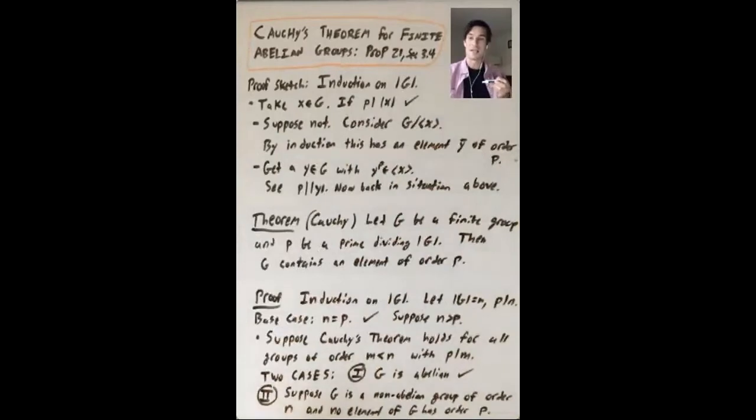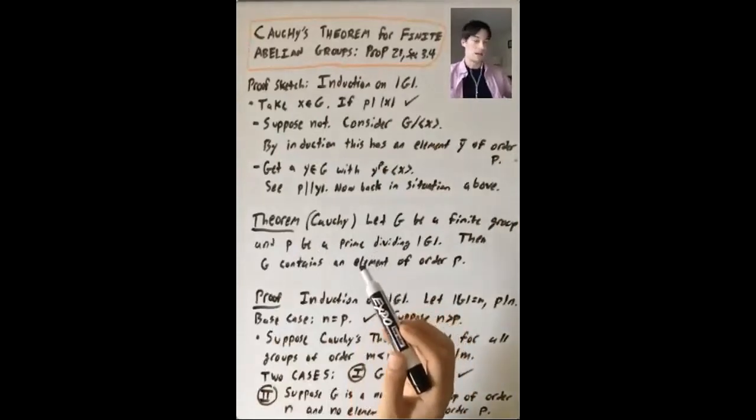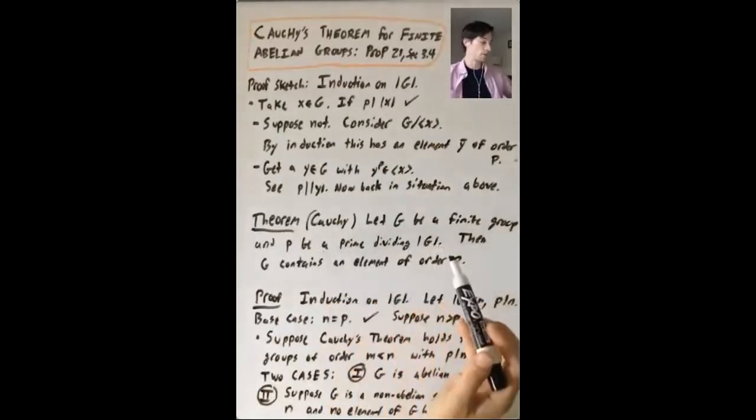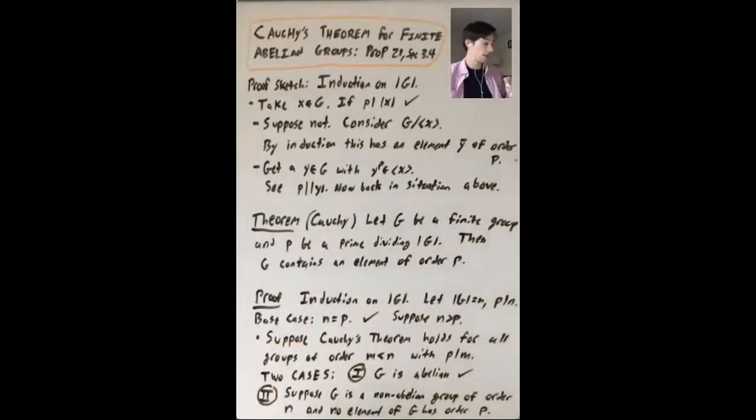Now let's see the general case. Cauchy's theorem says G is a finite group, and P is a prime dividing the order of that group. Then G contains an element of order P. The idea for the general case will be similar. We'll do induction on the size of G. Now I'll be a little more careful and precise about how that works. Let's say that the order of G is n, and P is a prime dividing n. The base case of this induction will be n equals P.